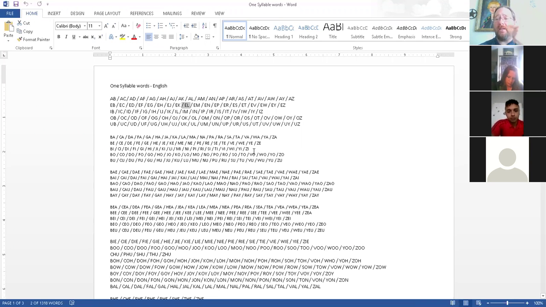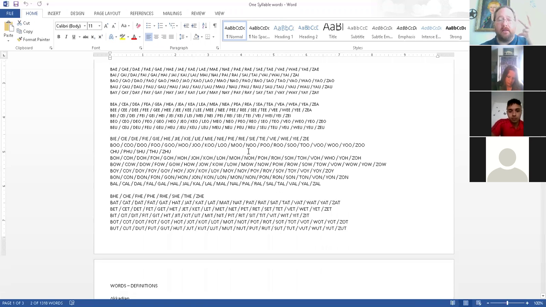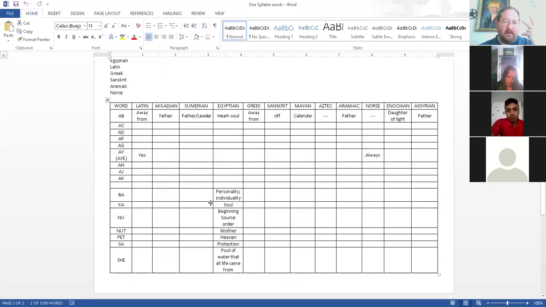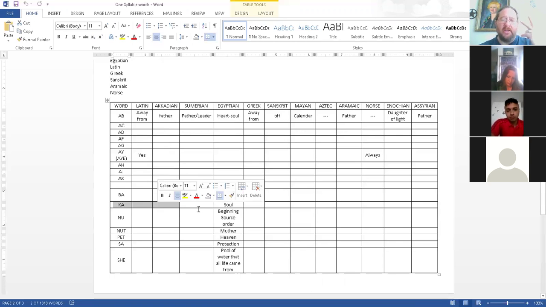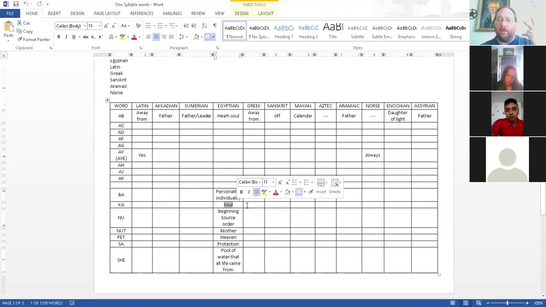Merkabah is light ship body. I don't know what Kabbalah is, I didn't look it up. But Ka-ba-la. Let's see if I have it here. Ka, in Egyptian, means soul. All of these one syllables have power. I think the Kabbalah comes from the ancient Jewish esoteric knowledge, from their Gnostic knowledge and all.